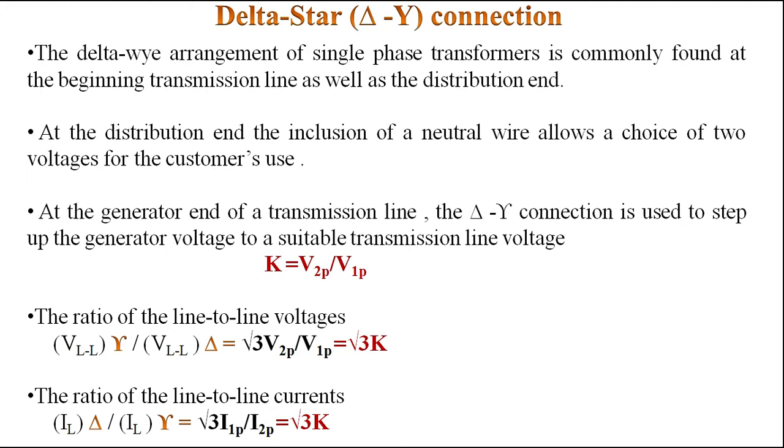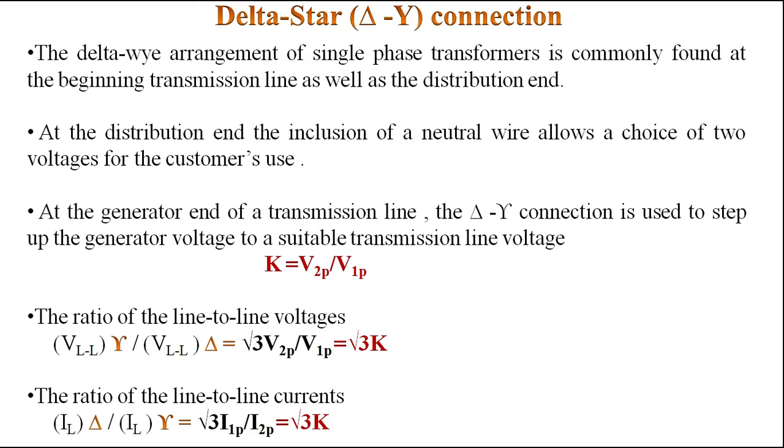We know that transmitting electrical power with a high voltage has a certain advantage. Because of that, for transmitting purposes, we are stepping up the voltage, where we are using delta star transformer. We know that the transformation ratio is defined as the secondary voltage to the primary voltage. Okay, that is V2P, that is secondary voltage per phase divided by primary voltage per phase.